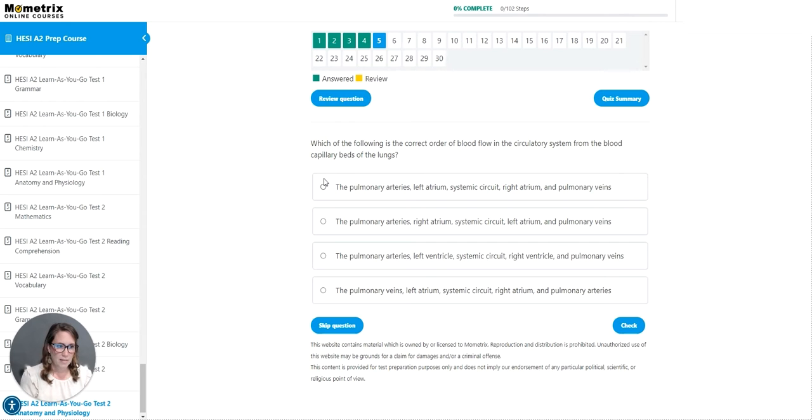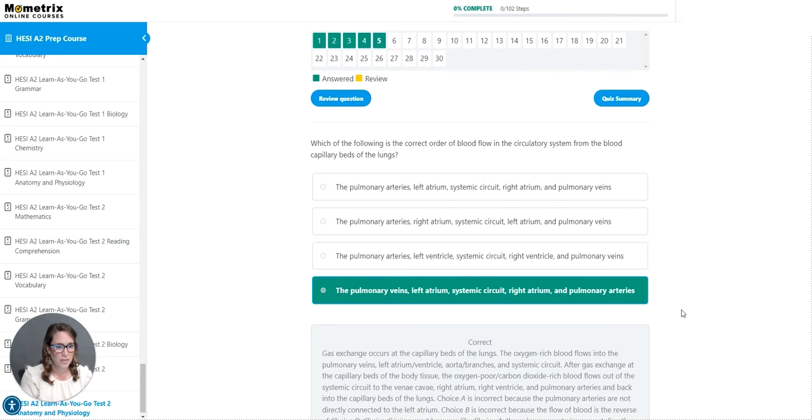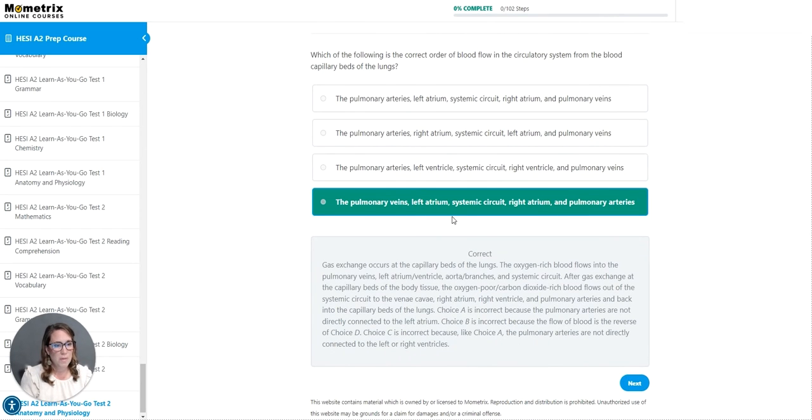So what takes oxygenated blood back to the heart? Veins always go back to the heart. Arteries go away from the heart. So we know it's not going to be anything with arteries. So that leaves us with our pulmonary veins, our left atrium, which makes sense because it's going to go into our left side so that it can then be pumped out. We just talked about that strong left ventricle to get it out to the systemic circuit.